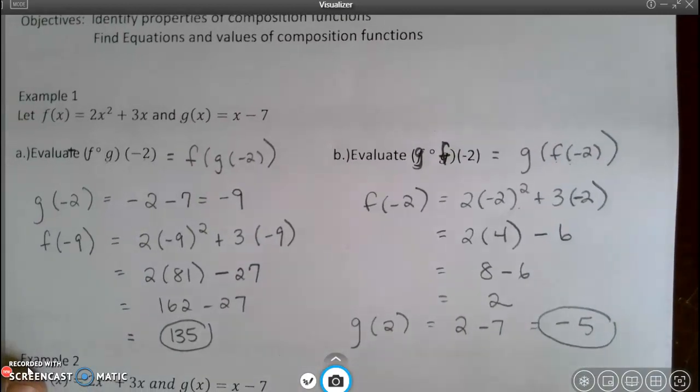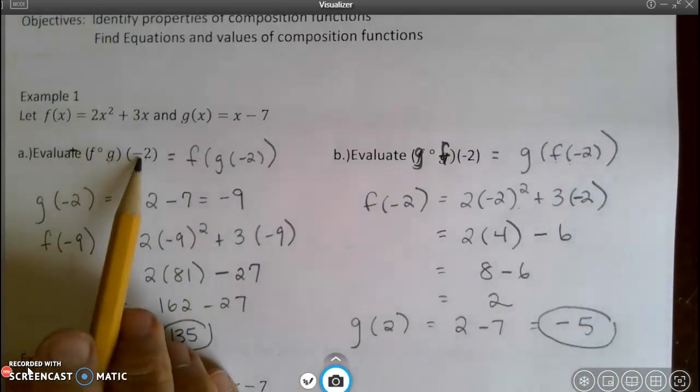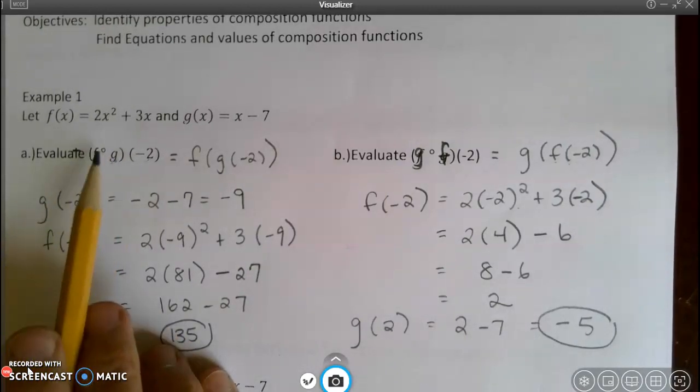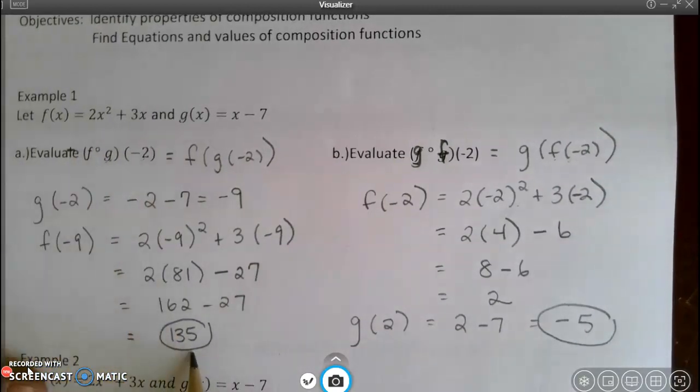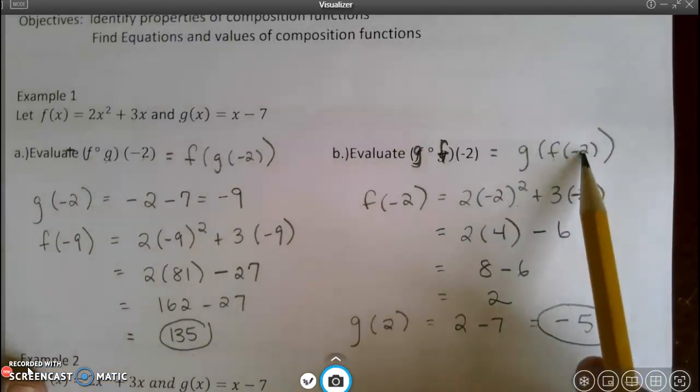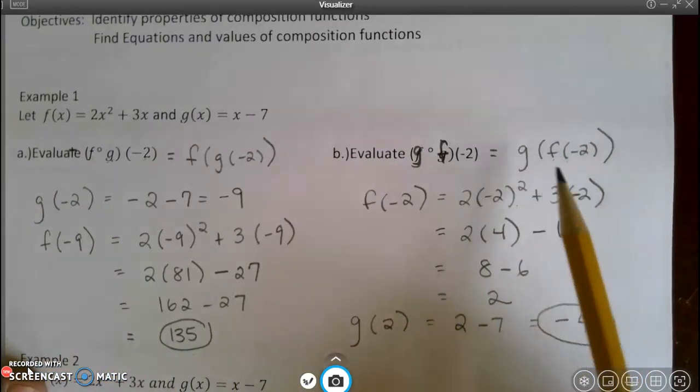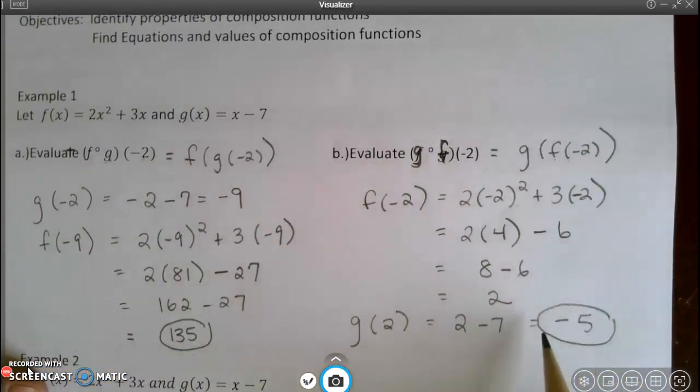Now notice, when we put the -2 into the g first and then the f, we got 135. When we put the -2 into the f first and then the g, we got -5. We did not get the same answer.